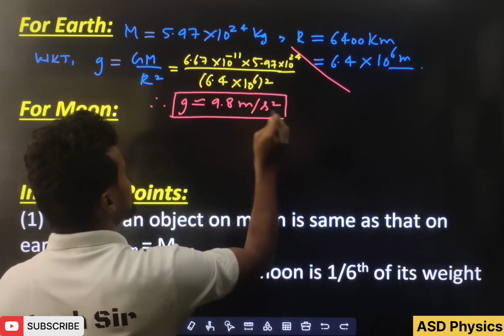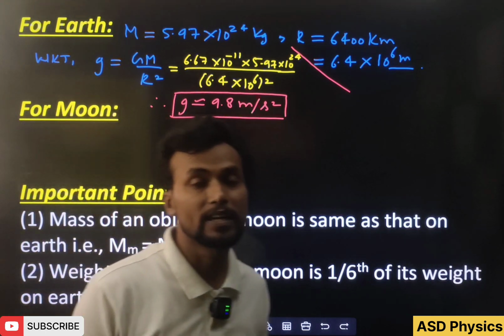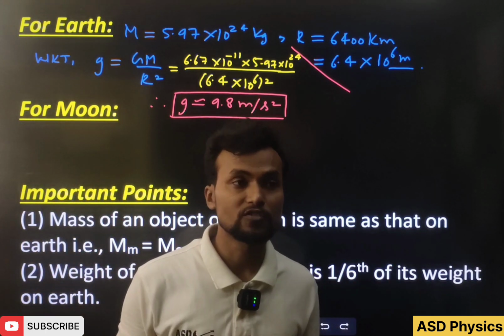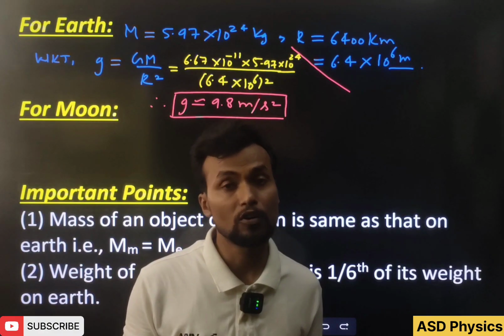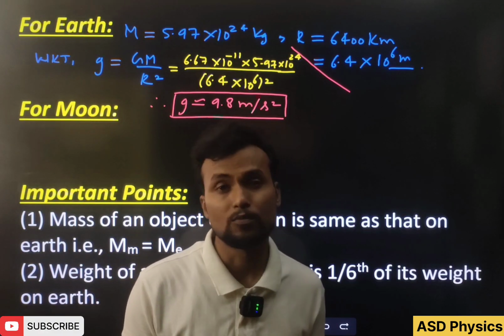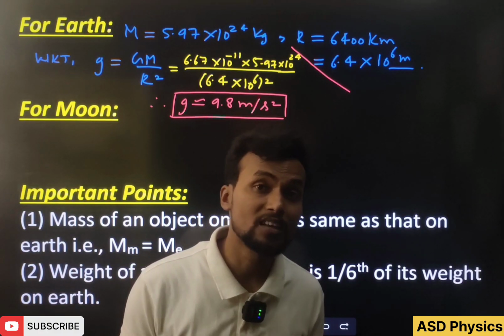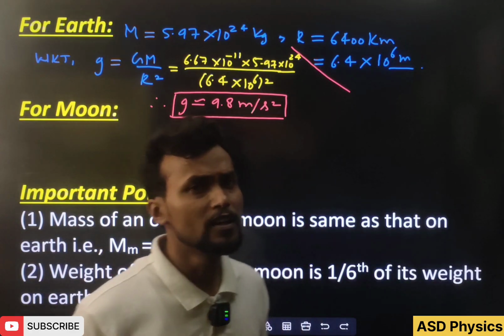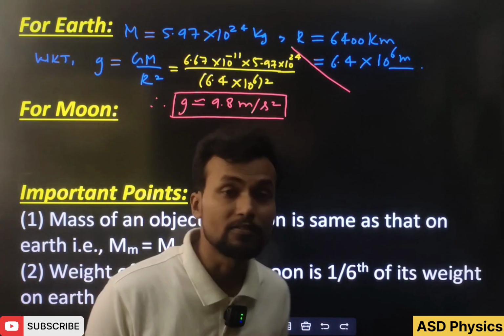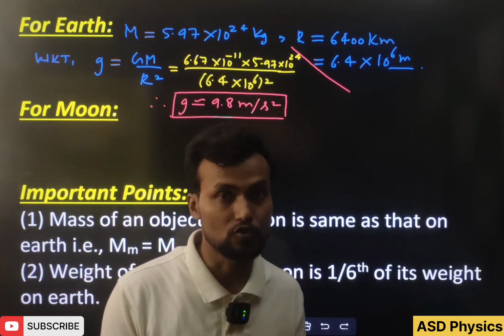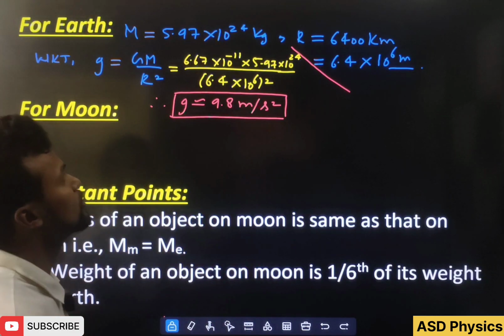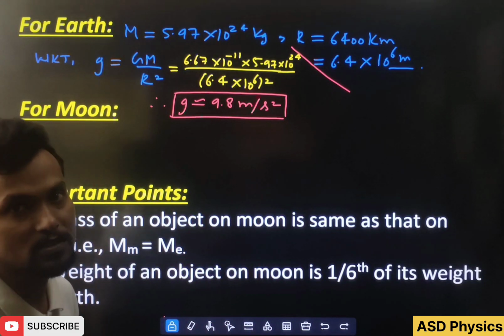Again I am telling you, this is a very ideal situation in which we have taken the earth as a perfect sphere with uniform mass distribution. But in reality the mass distribution is not uniform and the earth is not a perfect sphere. So the gravity value, even on the surface of the earth, changes from place to place. This is a very ideal value: g is 9.8 meter per second square.